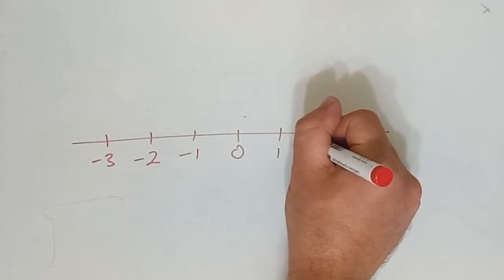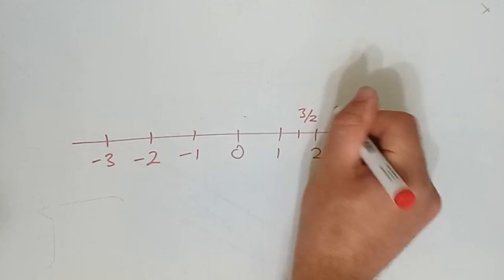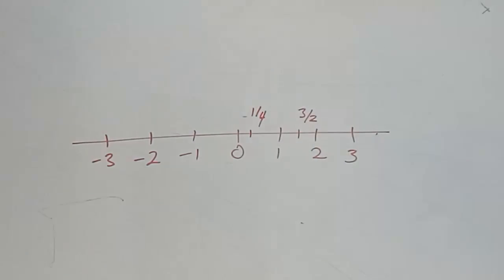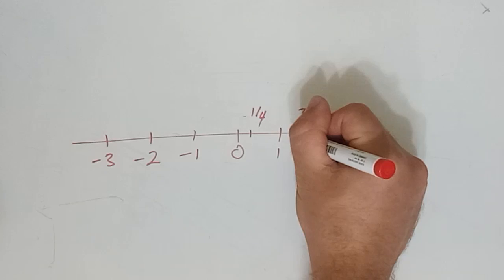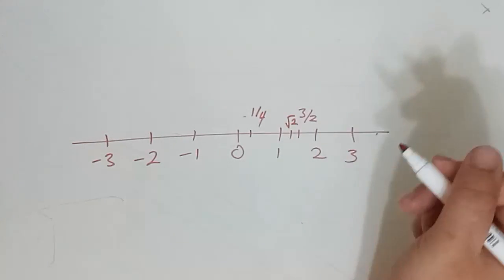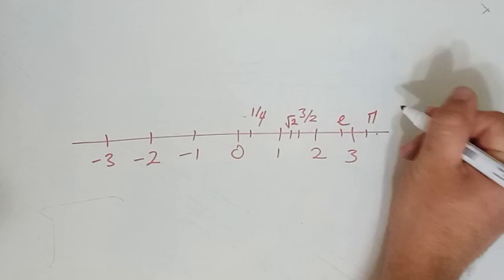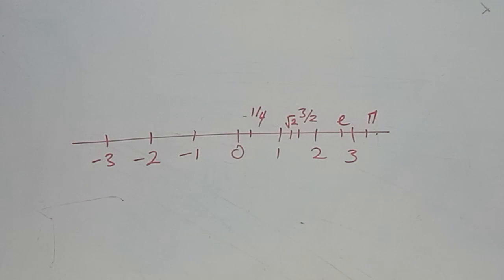We're going to add all our fractions in there, 3 on 2, 1/4. All the good ones. Our other good friends, our irrationals. These are obviously not all of the irrationals. There are infinitely many, but they're a couple of favorites.